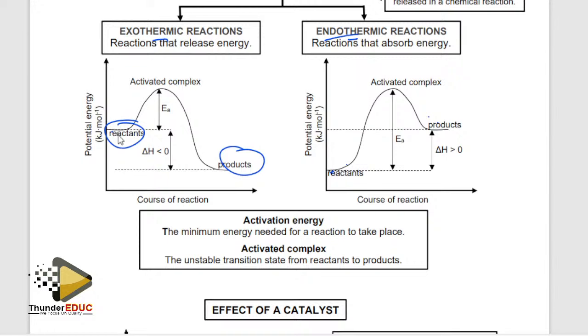From here to here, how do we call that? This is the activation energy. You see, from here to here is the activation energy of the forward reaction. Because when you talk about the reverse reaction, from here to here is the activation energy for the reverse reaction. So it's the same thing here. Activation energy for the forward reaction, activation energy for the reverse reaction.